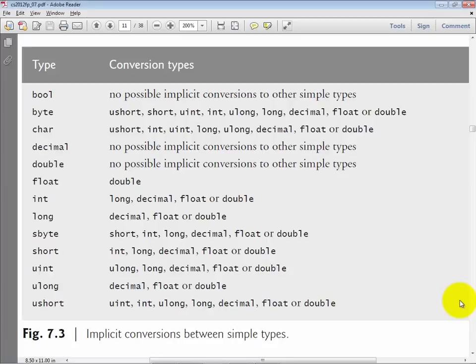When working with methods that receive arguments of the simple types that are built into C#, it is important to understand C#'s promotion rules and implicit conversion capabilities. So for example, in the Math class we have lots of static methods, one of which is the square root method, Sqrt. And the square root method expects to receive a double value.